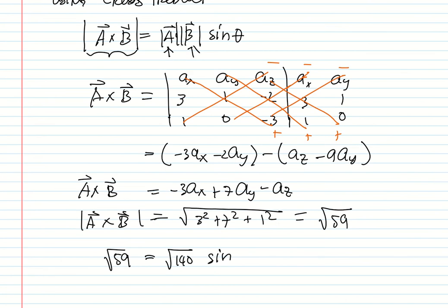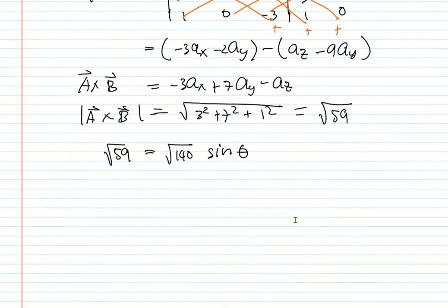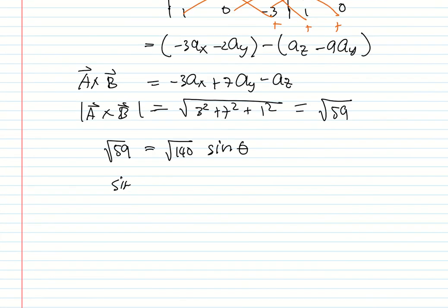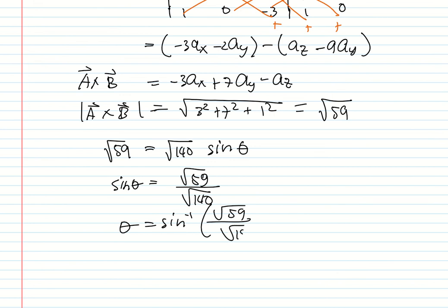Then we multiply by sine theta. Then solve for theta. Sine theta now will be equal to the square root of 59 all over square root of 140. So theta is the sine inverse of the square root of 59 all over square root of 140. So calculate this. The answer for theta is also the same, 40.48 degrees.